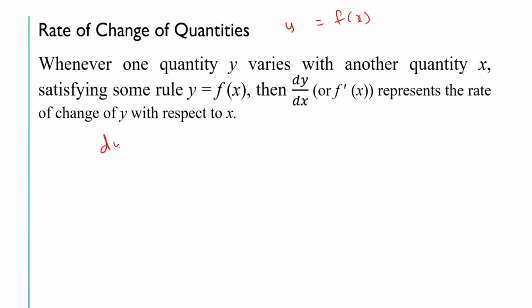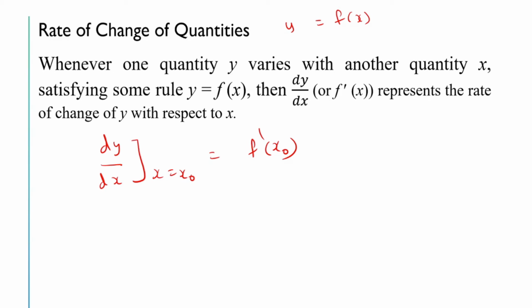We have dy by dx at some point x equal to x naught given by f dash of x naught. This f dash of x naught represents the rate of change of y with respect to x at x equal to x naught. So this is how we represent dy by dx at x equal to x naught, and we find this value by substituting x naught in f dash of x.